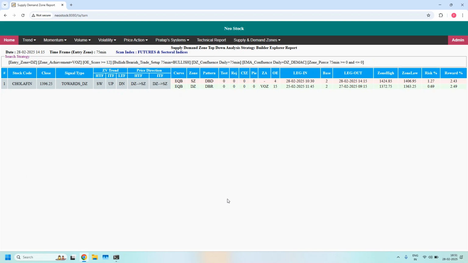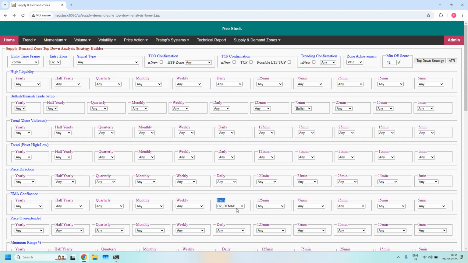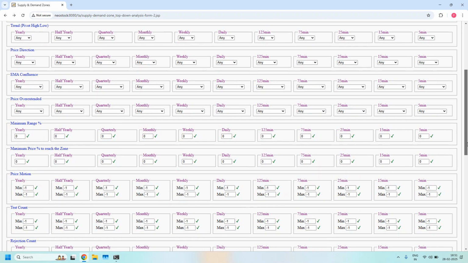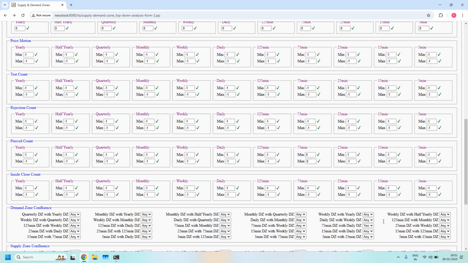Okay, next let us look into LTF, ITF and HTF demand zone confluence. Removing EMA filter. In the demand zone confluence, 3 filters we have to set. First filter, 75 minutes demand zone with daily demand zone confluence, already enabled. Next, daily demand zone with weekly demand zone confluence.